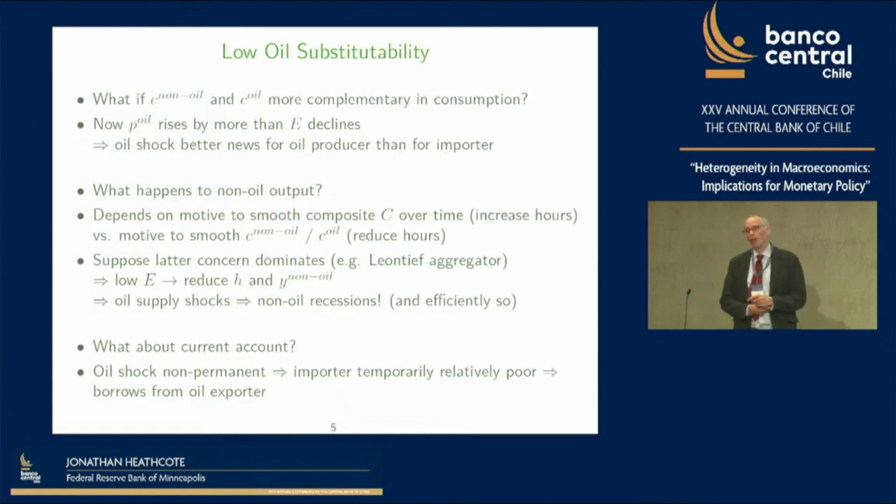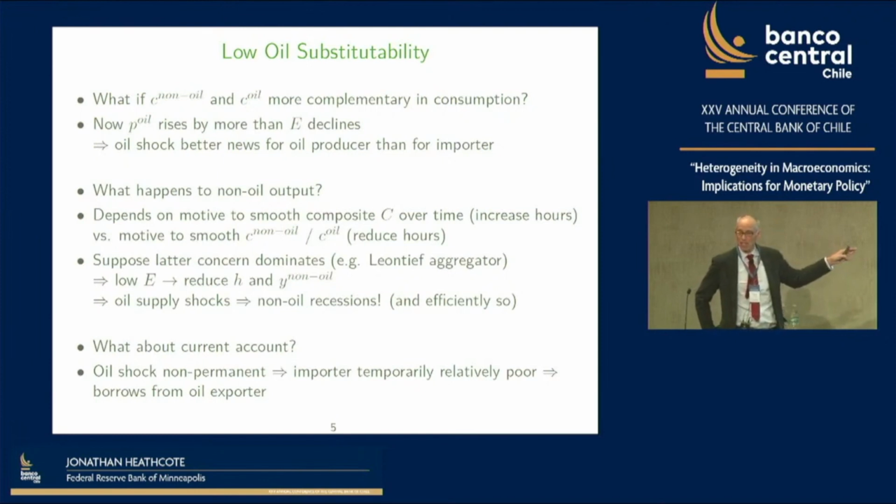Now, one important ingredient that Adrian talked about is the fact that oil and non-oil consumption are probably pretty complementary. Right? If you think about it as a production or consumption, it's kind of hard to substitute between oil and non-oil consumption. So suppose we have the same shock now, where these two inputs are pretty complementary. The price of oil is going to rise a lot more than the supply falls. I mean, OPEC has figured that out a long time ago. If you reduce the supply of oil, the price is going to go up a lot. So this oil shock is going to be much better news for the oil producers than it is for the consumers.